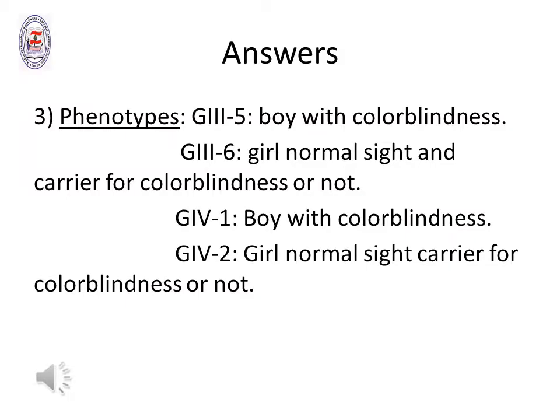Now let's answer the third question, the phenotypes. Generation number 3, individual 5 will be a boy with color blindness. Generation number 3, individual 6 will be a girl with normal sight and carrier for color blindness or not. Generation number 4, individual 1 will be a boy with color blindness, and generation number 4, individual 2 will be a girl with normal sight, carrier for color blindness, or she might not be.